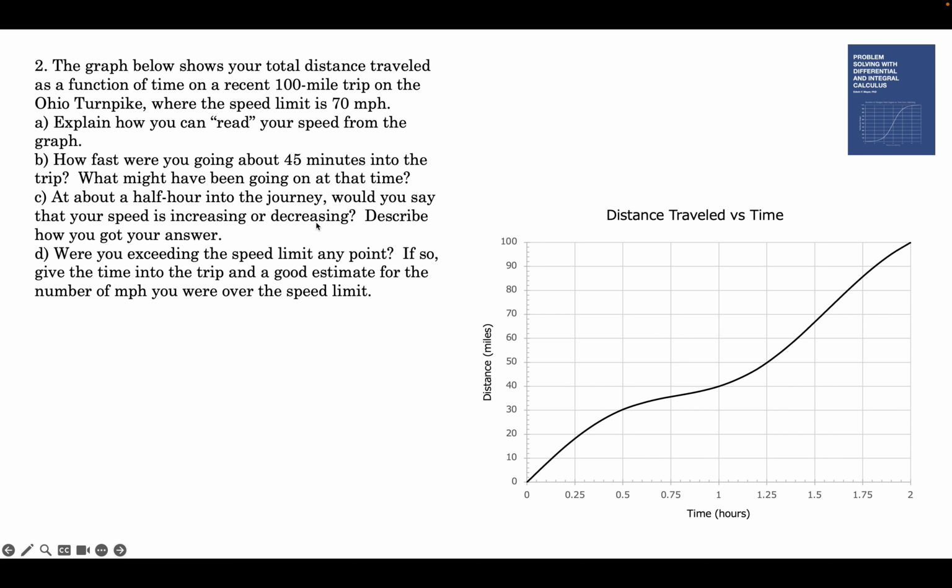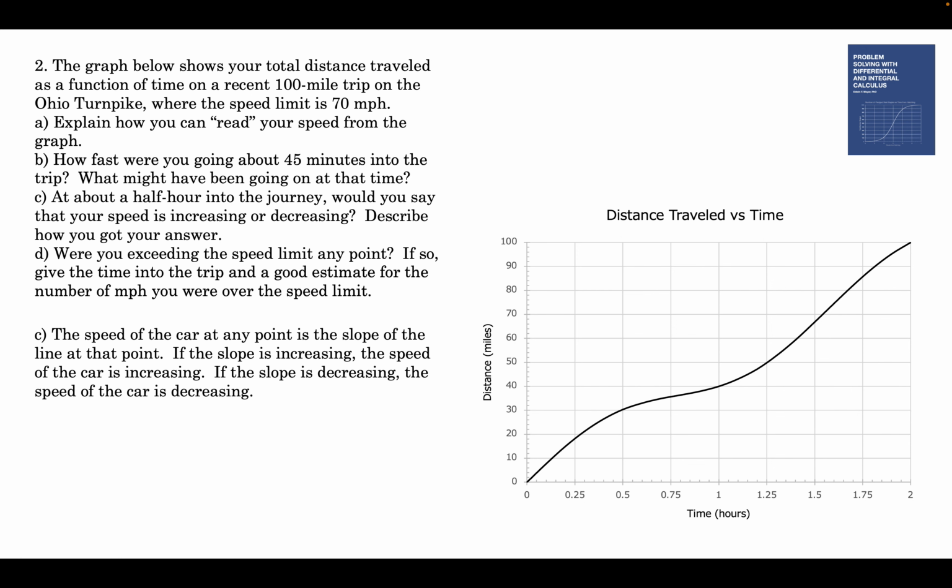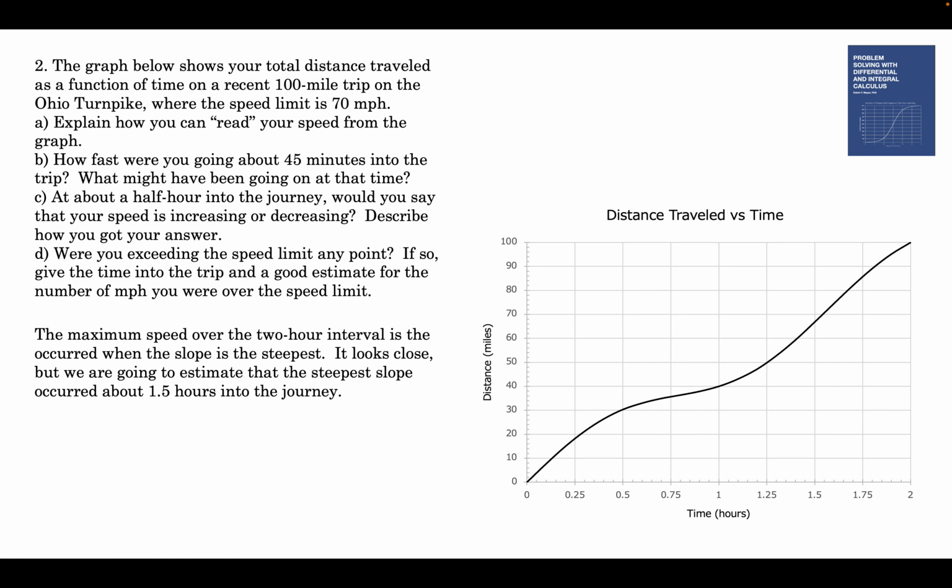Now let's look at part C. Half an hour into the journey, is the speed increasing or decreasing? More deep calculus ideas. What's happening to the slope at a half an hour? That's the question. If the slope is increasing, if it's getting steeper, the speed is increasing. If the slope is decreasing, the speed of the car is decreasing, and that slope is decreasing. It's steeper here than it is there. It's steep here, and it's getting less and less steep as we go this way. So the car is slowing down. All right. Were you exceeding the speed limit?